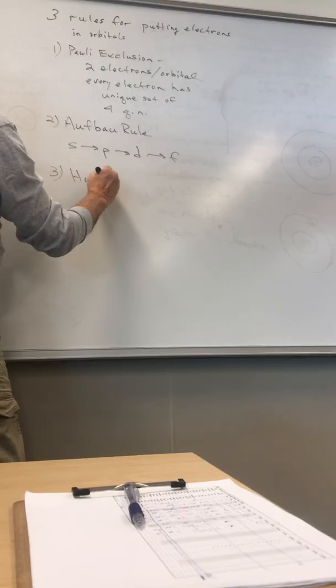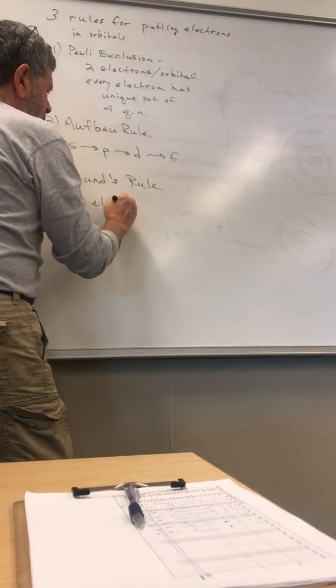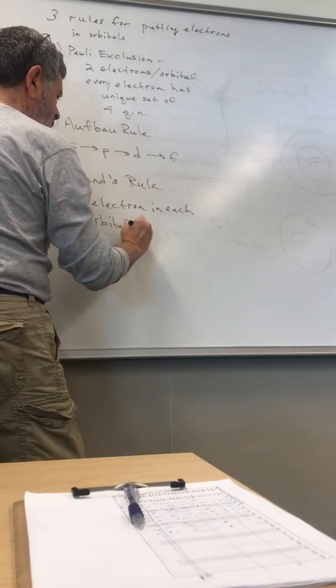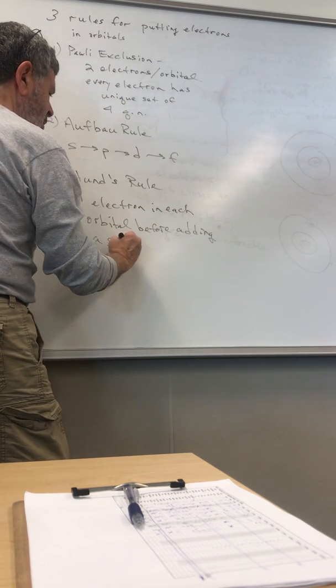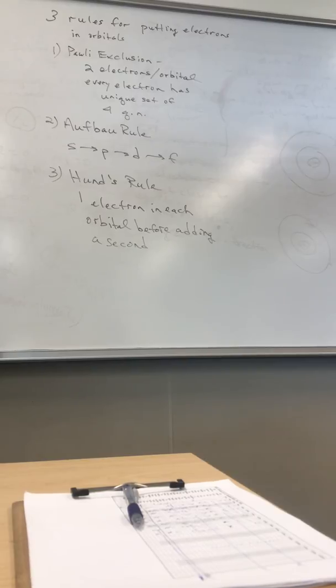And then the third rule is Hund's rule. Hund's rule says that I put one electron in each orbital before adding a second one in that orbital. Because I like food, I call that the dessert rule. Everybody at the party gets one piece of cake before you get a second. Same deal.